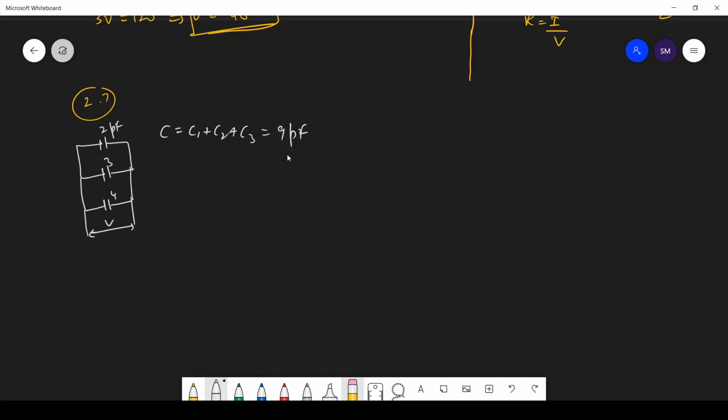Now what's the next point? We need to determine the charge on each capacitor, if a 100 volt supply is connected. So what's the charge on the capacitor? So C is equal to Q by V.